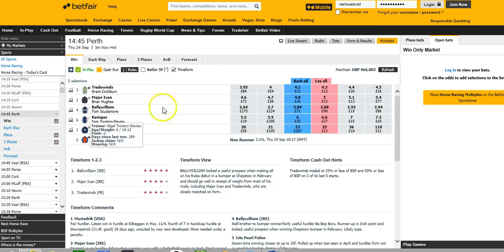We were looking at this race earlier on, the 2:45 at Perth, and as you can see, there's only 5 selections. There's a non-runner here. What we're looking for is that the race is at least a mile, and this one's 3 miles. As you can see, it's just gone in play. The green tick comes on, it tells you it's in play.